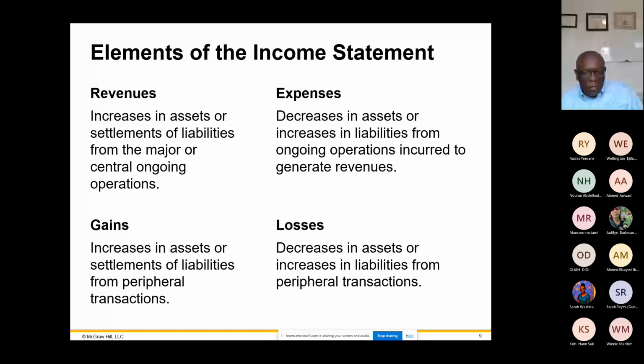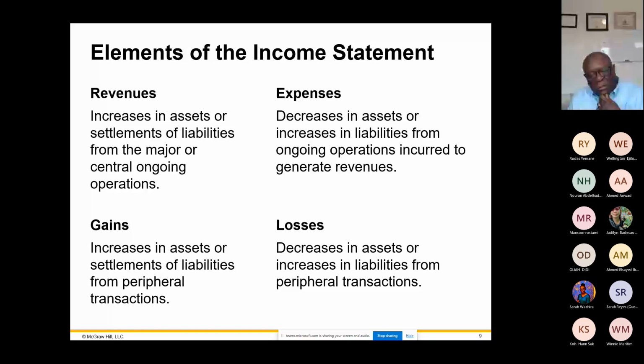So also we look at gains and losses: increases or decreases in assets and settlement of liability from peripheral transactions. For example, if the book value of an asset is $50 and they end up selling that asset for $20, that would be a loss of $30. It will be charged directly to the income statement as a loss. It will be a minus.